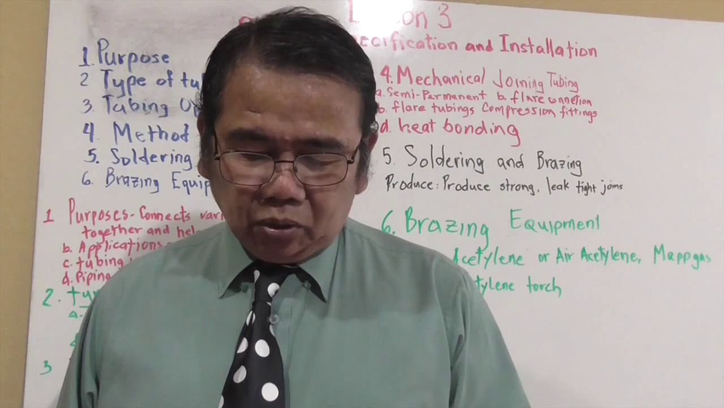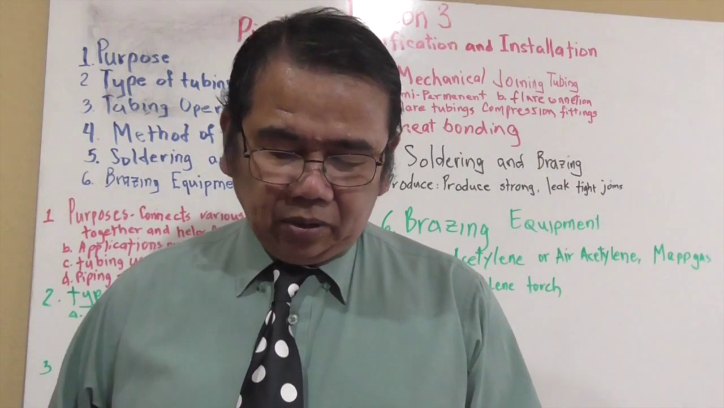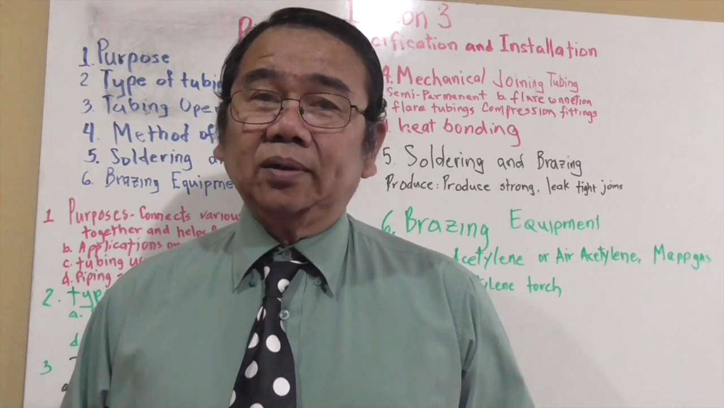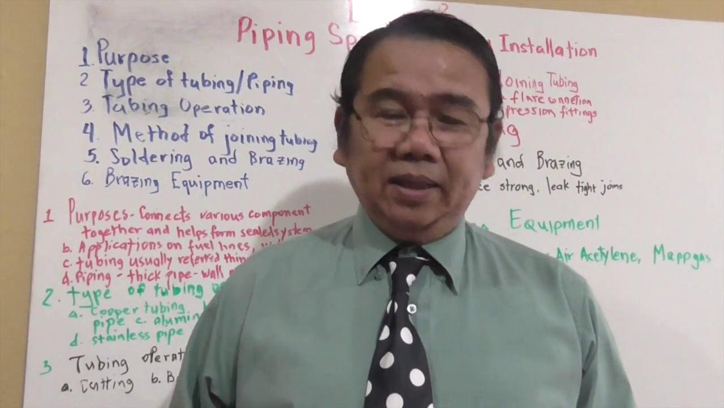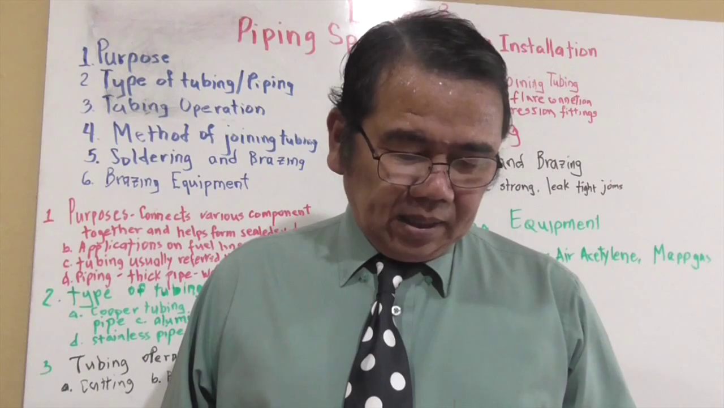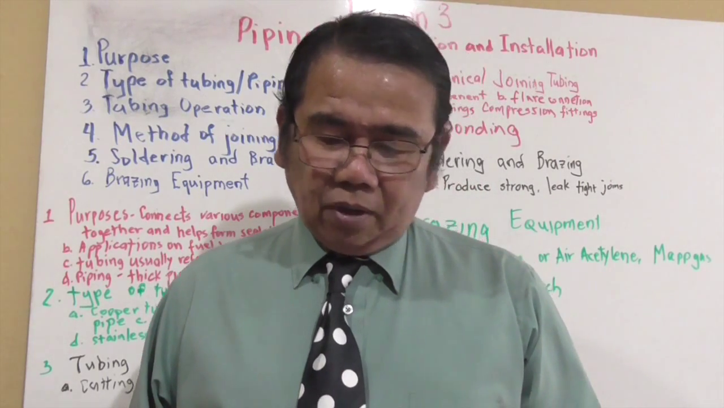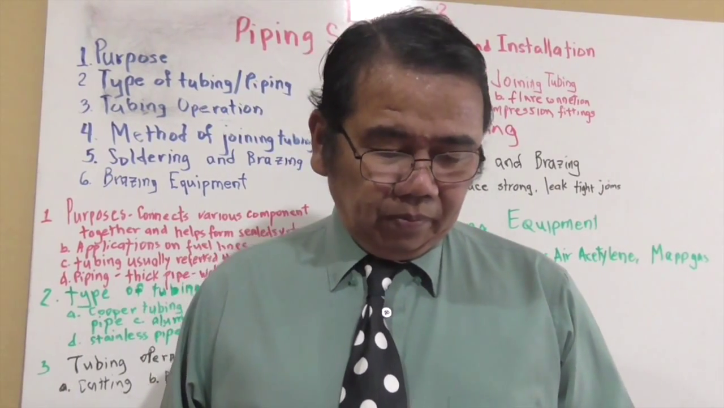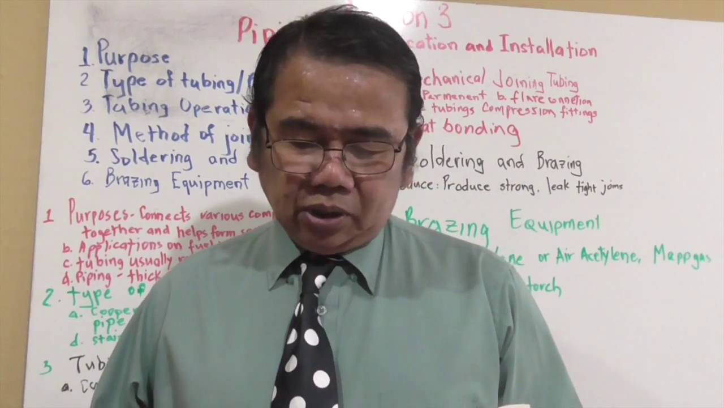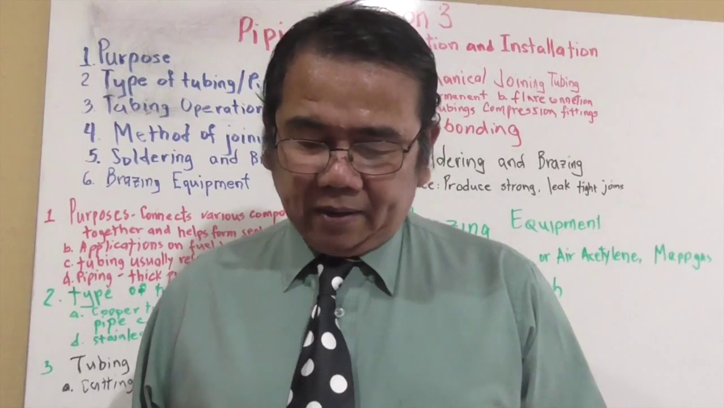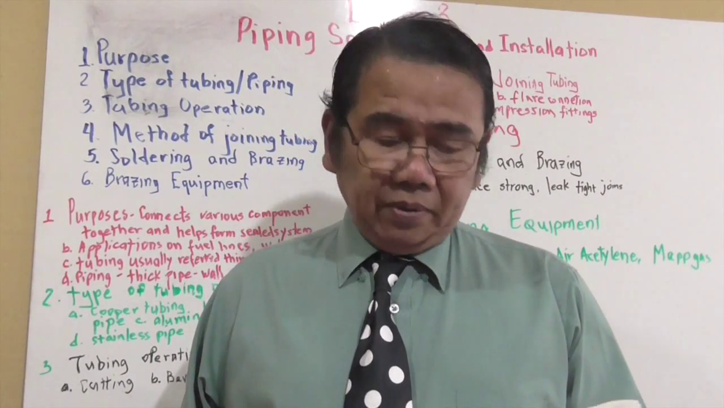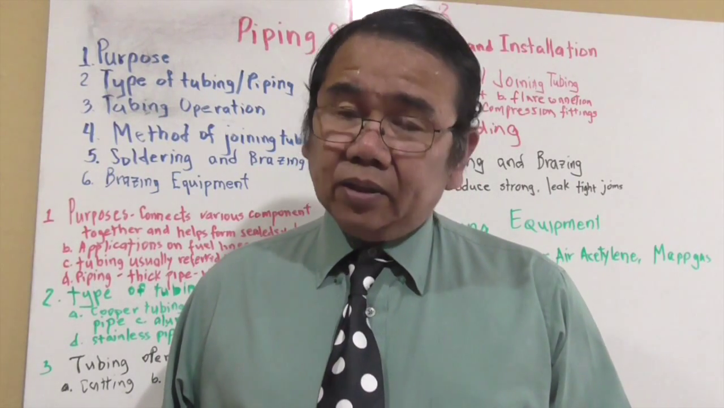Another way to cut tubing or pipe is by using a hacksaw. It is not desirable to use on soft copper and aluminum. It is used mostly on steel or wrought iron pipe, or large diameter, hard drawn copper.